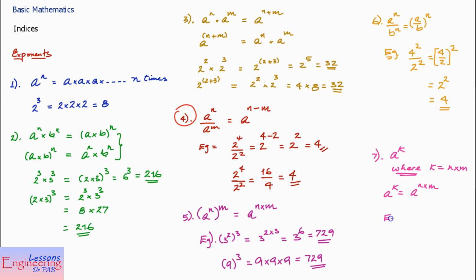An example could be, let's say, 2 raised to 9. That can be rewritten as 2 raised to 3 times 3, because now 9 can be expressed as 3 times 3. Other examples can be, let's say, 4 raised to 12. So we can rewrite this as 4 raised to 4 times 3, which also can be written as 4 raised to 2 times 6.